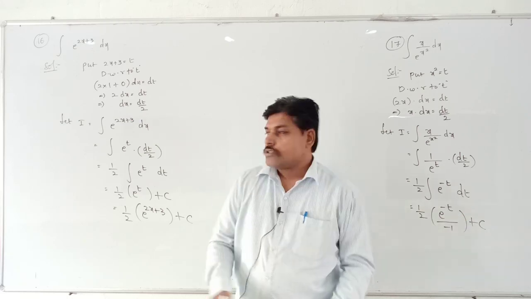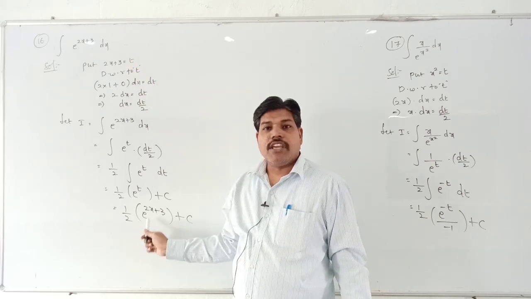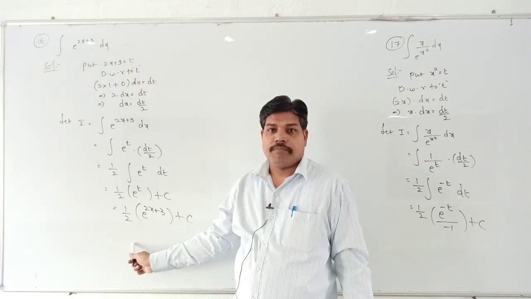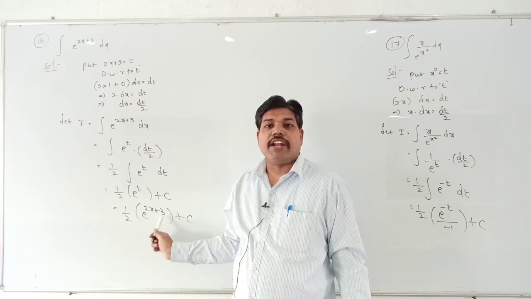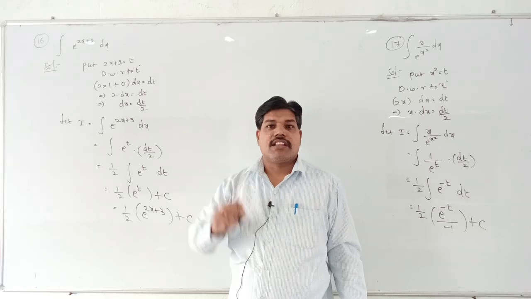Do you understand that? So the formula for integral of e power ax plus b is e power ax plus b by a. A meaning is the derivative of ax plus b. The derivative of ax plus b, I already gave in the first questions.